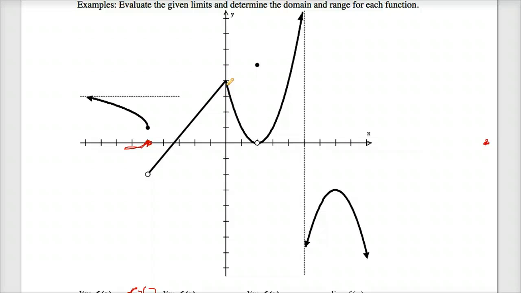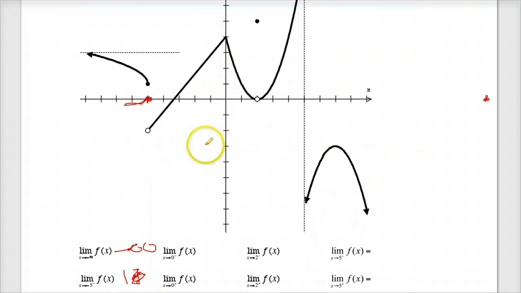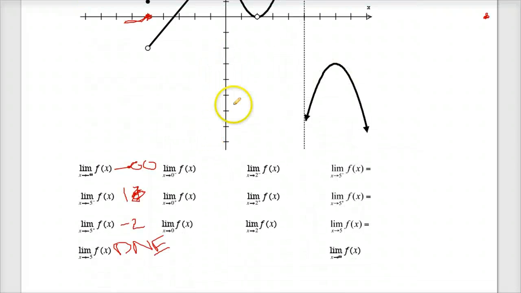That y value is 1, 2, 3, 4. So when x equals 0, the y value from the left and the right is 4. So I will write 4 on both from the left and on the right. Now, they both match, so the general limit, without a minus sign or a plus sign, is 4.